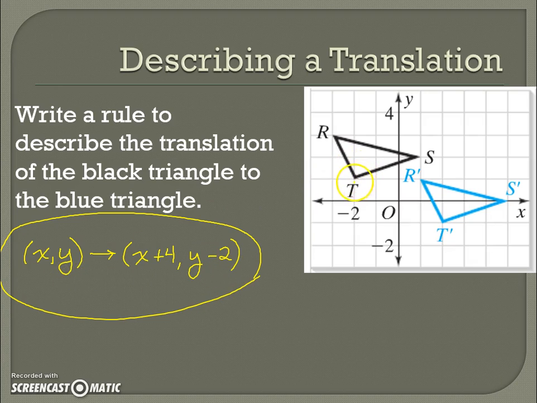Notice if I take this t, -2, and I add 4 to it, I get the +2, which is where t prime is. If I take its y value 1 and I subtract 2, I get to -1 for the y value, which is where t prime is. So that's what you're doing for this.